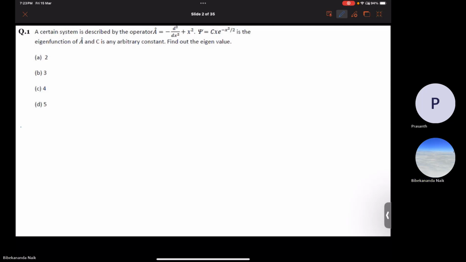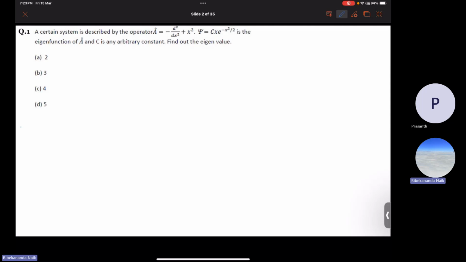So the first problem says a certain system is described by the operator A cap, which is given by minus d square by dx square plus x square, and the wave function psi equals C x into e to the power minus x square by 2 is the eigenfunction of the operator A, and C is any arbitrary constant. So find out the eigenvalue. Option A is 2, option B is 3, option C is 4, and option D is 5.